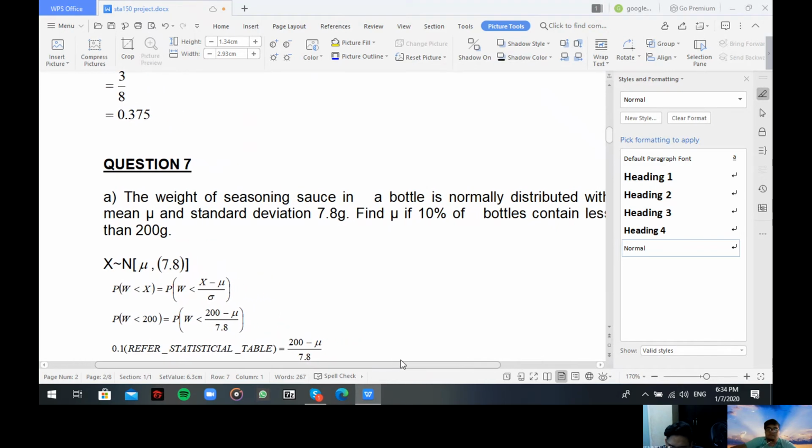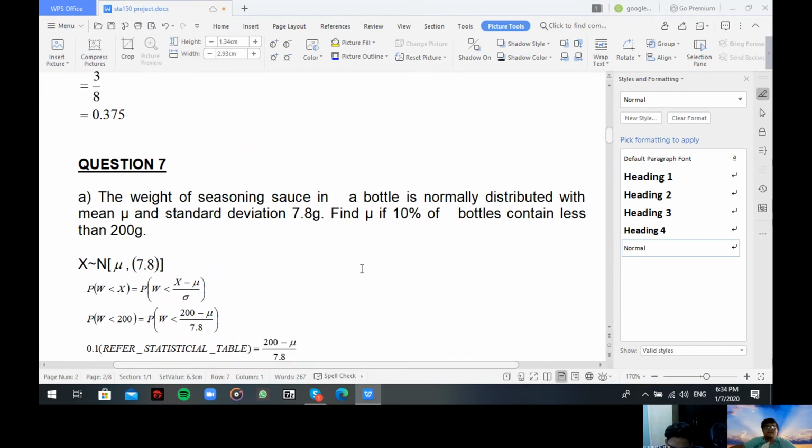Okay, let's continue to question 7. The weight of seasoning sauce in a bottle is normally distributed with mean.